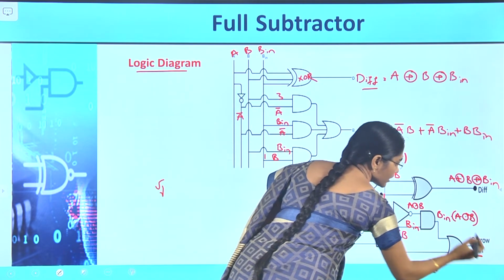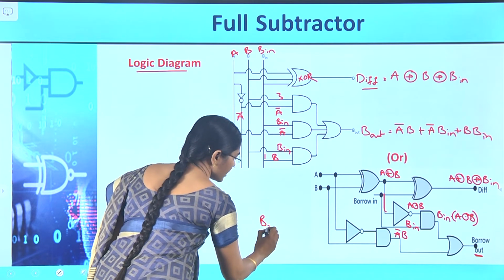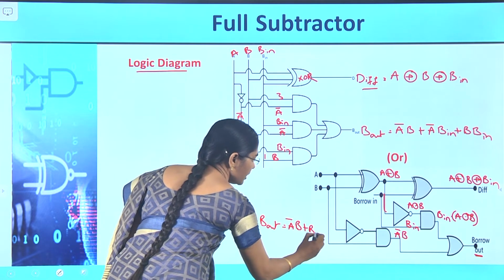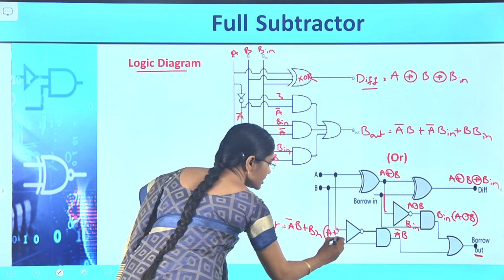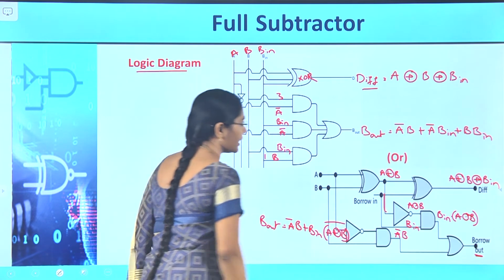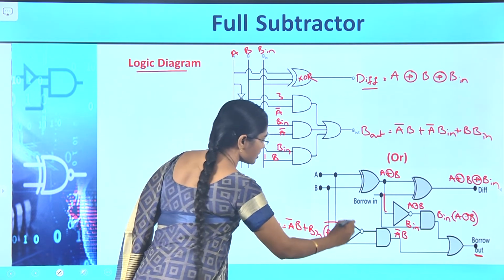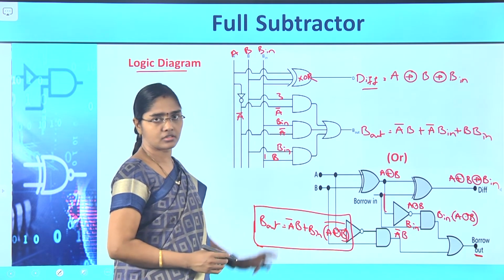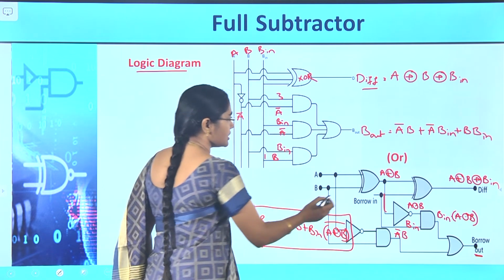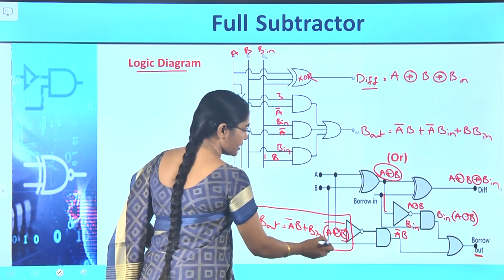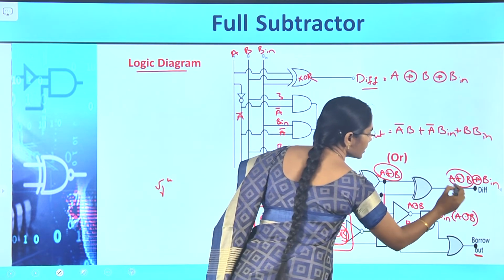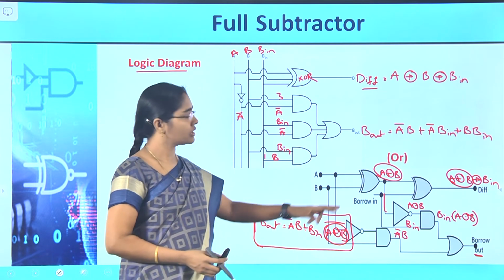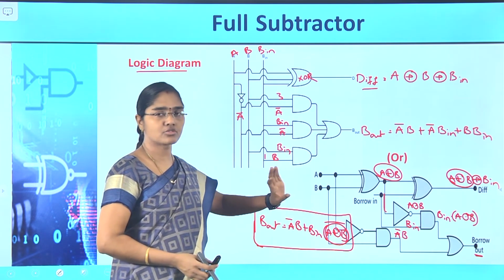So, now the final borrow out expression implemented is A bar B plus B in into A XOR B. This expression, A XOR B whole bar or A XOR B, is used here for the borrow out diagram. That means this XOR gate A XOR B is part of the difference and borrow. So, one gate is shared between the borrow and difference parts of the logic diagram.